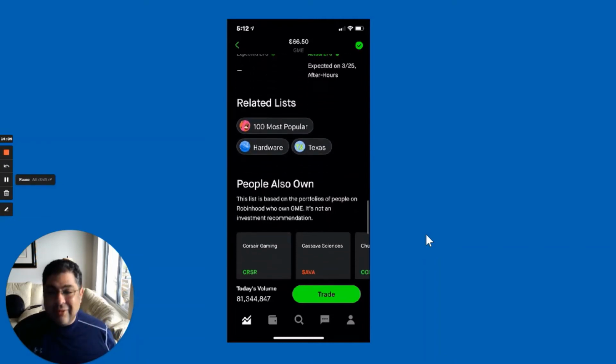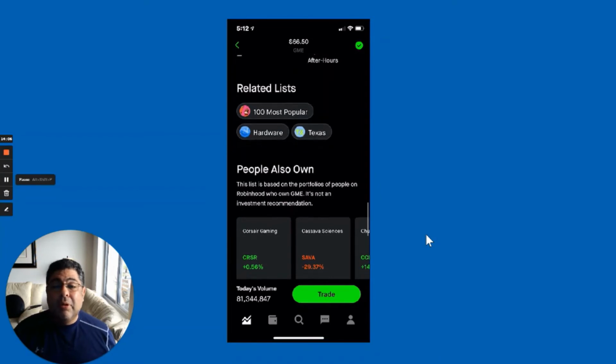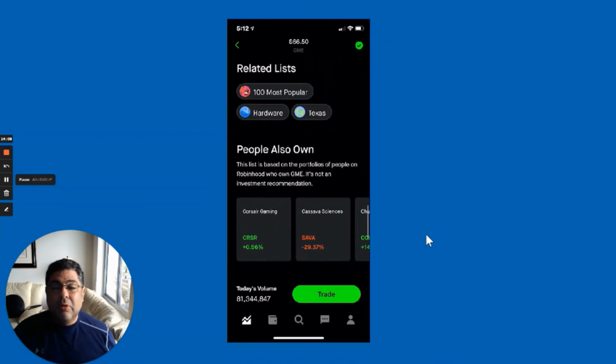Okay, related list, 100 most popular. So GameStop obviously is on the 100 most popular. It is part of the hardware sector. So why would it be part of the hardware sector? Well, because they sell mainly hardware. Even though games may be looked at as software, they also sell PlayStations and Xbox and so on.